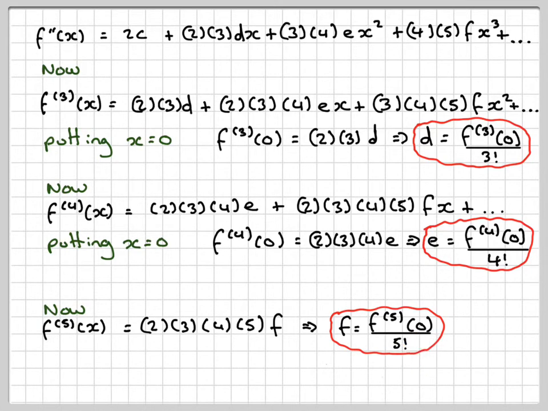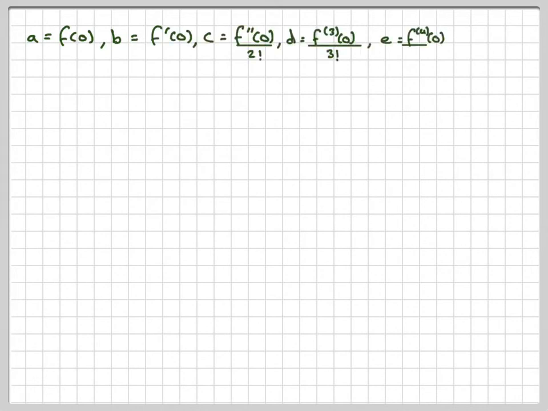And then we can keep repeating the process. The sixth derivative would be the sixth derivative at 0 divided by 6 factorial, for example. So the process continues. Okay, so writing those all out, my a is f of 0, b is f dash of 0, c is f double dash of 0 over 2 factorial, etc.